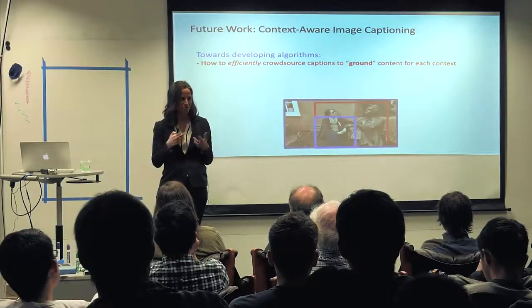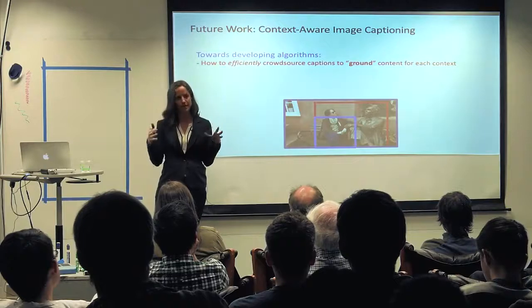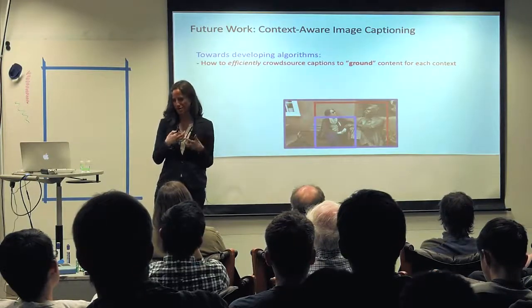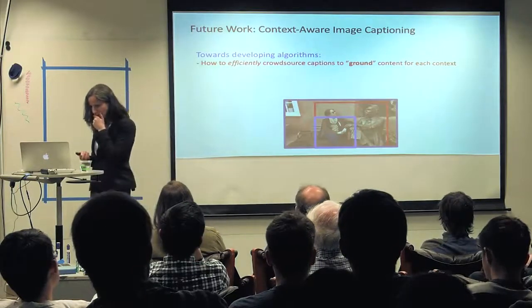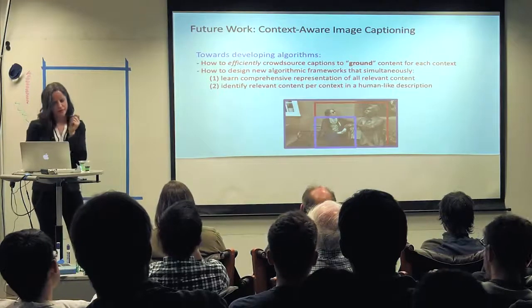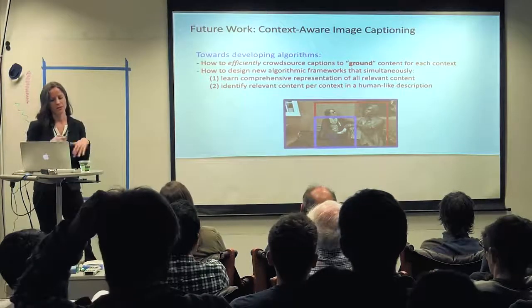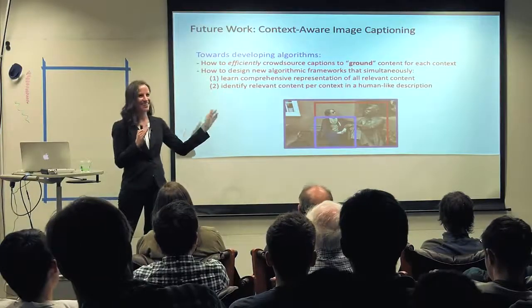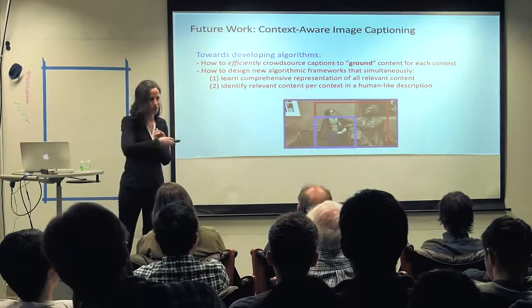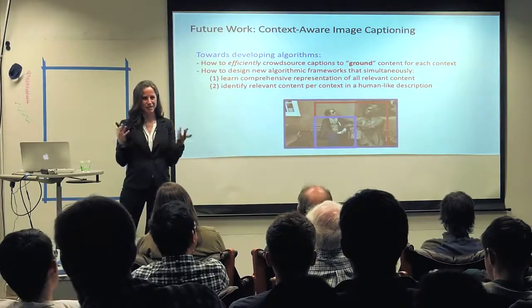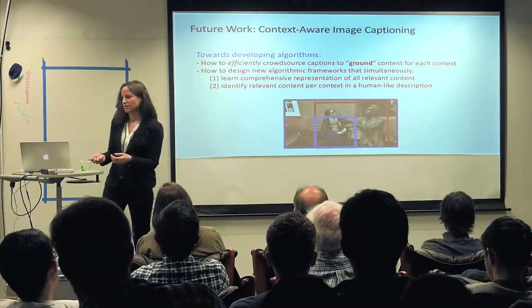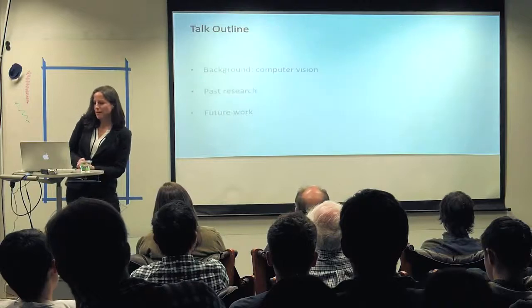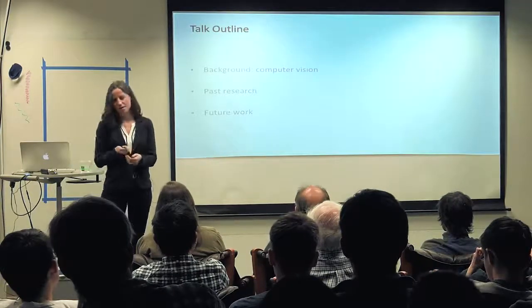That requires much innovation to think about how we collect a large-scale data set if that's the way we go, maybe human-machine partnerships. The other is, how do you design new algorithmic frameworks that can simultaneously learn all the information across these contexts and also figure out when to fire with returning each kind in a human-like description. Okay. So that wraps up the future work.